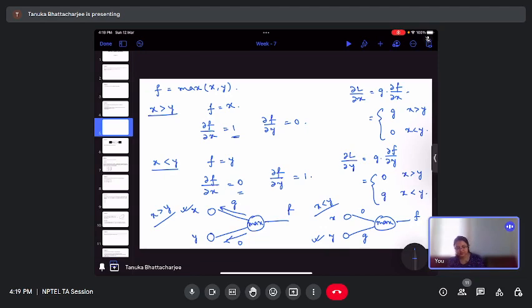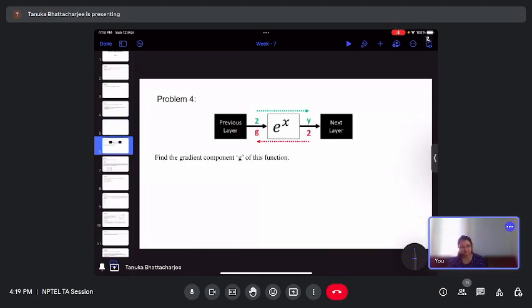So, now we will move on to the next problem. This is also a similar one on these gradient based concepts. Here you have three layers. This first layer and last layer are black boxes. In between there is a layer which is performing e to the power x. Here your input is 2, which is going through e to the power x, and you are getting y, and your gradient is 2 here and g here. You have to compute g of this function.